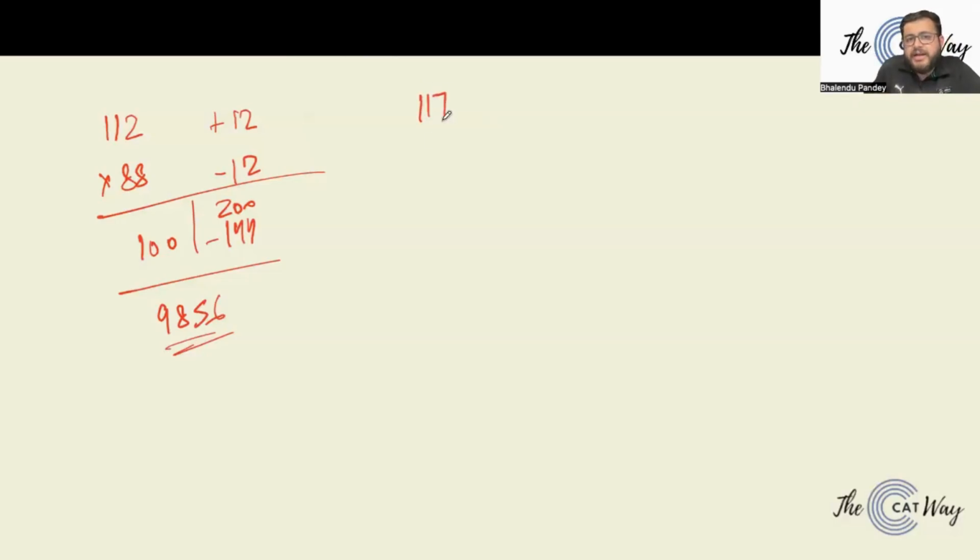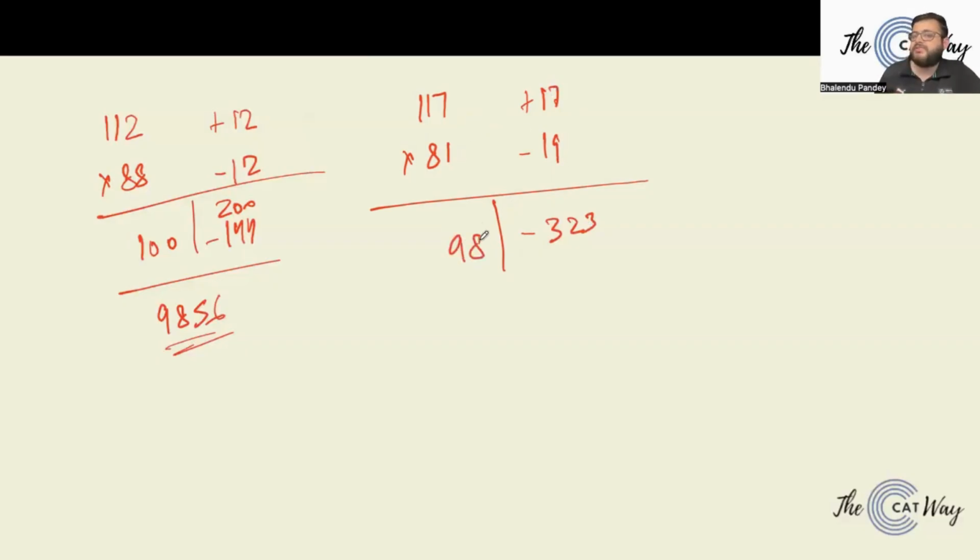117 multiplied by 81, let's say, right? This is plus 17, this is minus 19, correct? Plus 17 and minus 19. 17 into 10 is 170. 17 into 20 is 340. Right? 340 minus 17 will give you 17 into 19, that is minus 323. 117 minus 19 gives you a 98. Correct? This gives you a 98.